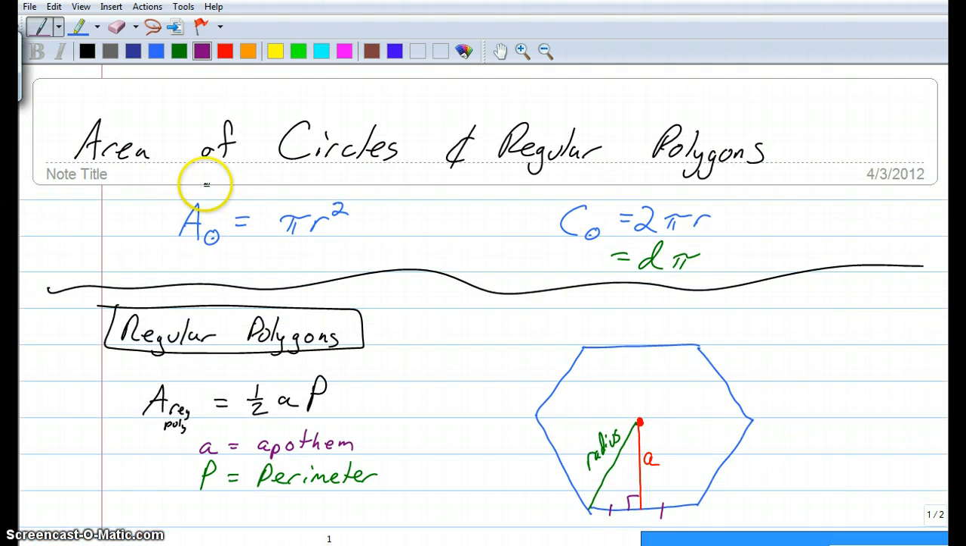All right, so that's how we do the area of circles and regular polygons. You got some homework to do. Go ahead and hook it up.